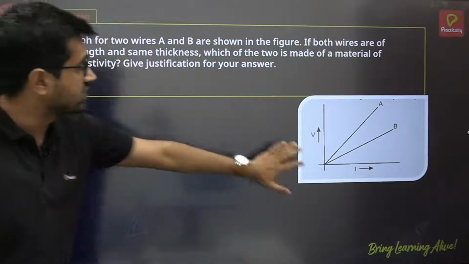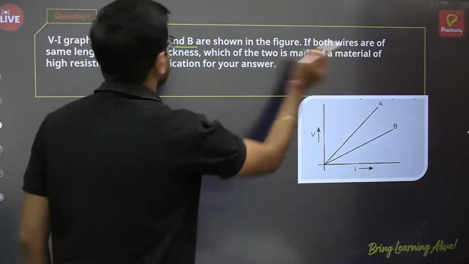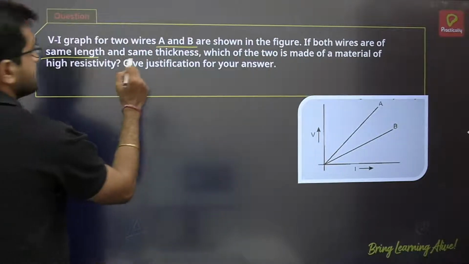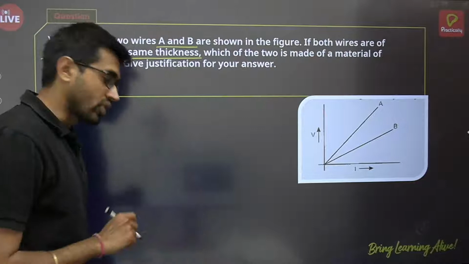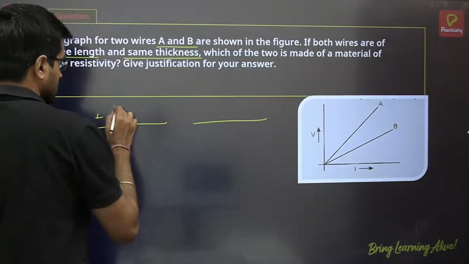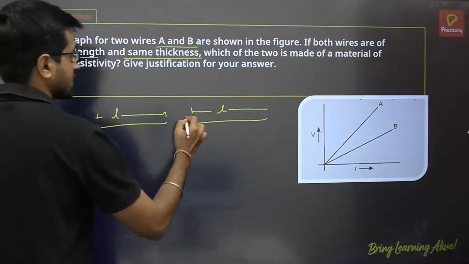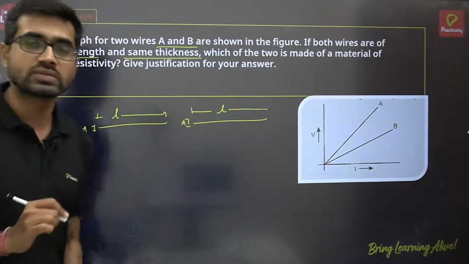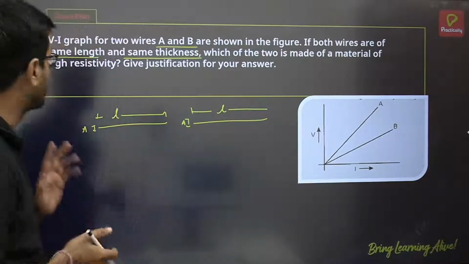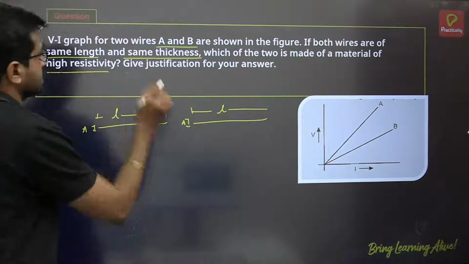The VI graph is shown for 2 wires A and B. If both wires are of same length and same thickness. So I've got 2 wires. They are same length and they have same thickness, means same cross-sectional area. Fine. Same length, same cross-sectional area. Which of the two is made of a material of high resistivity?